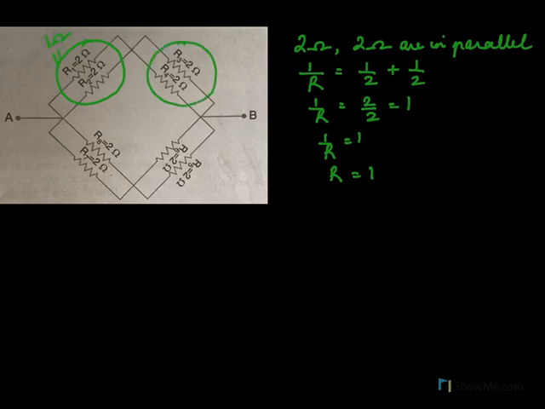Similarly, the effective resistance of this also will be 1 ohm, and the effective resistance of this too is 1 ohm. The effective resistance of 8, 7 and 8 is also 1 ohm.